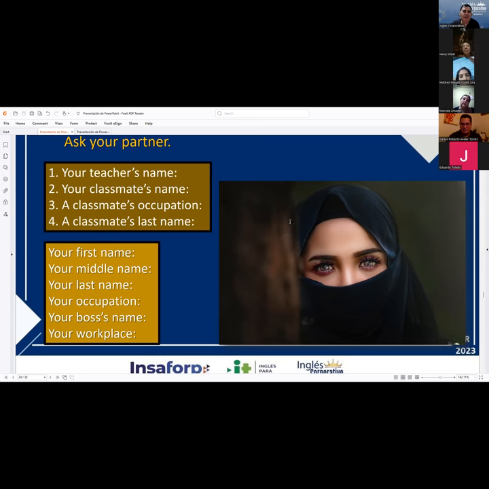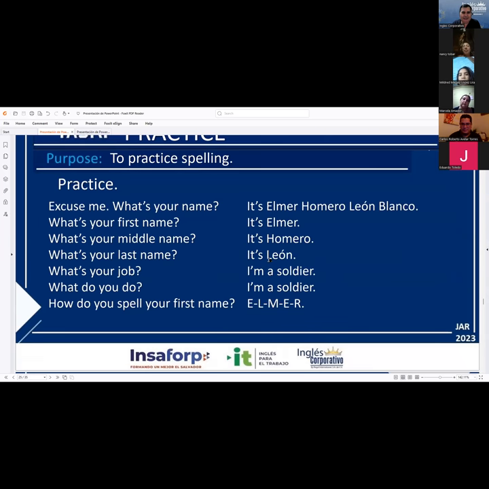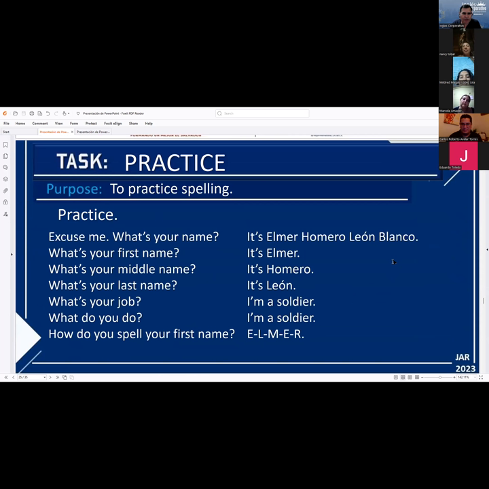How do you spell your first name? Okay, let's see. We have to practice spelling. Excuse me, what's your name? It's Elmer Homero León Blanco. What's your first name? It's Elmer. What's your middle name? It's Homero. What's your last name? It's León. What's your job? I'm a soldier. What do you do? I'm a soldier.